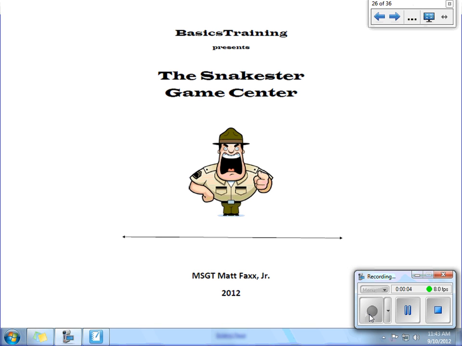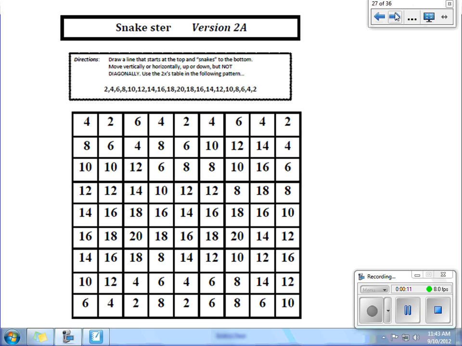Okay, this is Game Center number 5. It's called the Snakester Game Center. The Snakester is a set of games that all follow the same basic format, except the content changes inside. This is a Snakester version 2, so that means we're going to be doing the 2 times table.